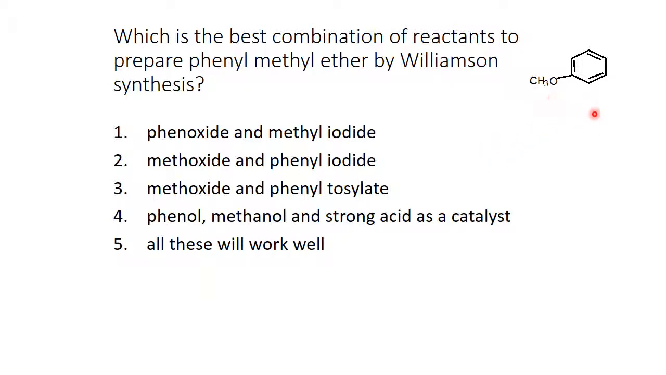Well, if I look at this, I can cut it here or I can cut it here. Where would I want to put the alkyl halide? Because I need to be able to do an SN2, and an SN2 cannot occur on a benzene ring. We're going to have to put the halide on the methyl group. So what will it have to be? It'll have to be a methyl iodide as the group that gives you this ether.